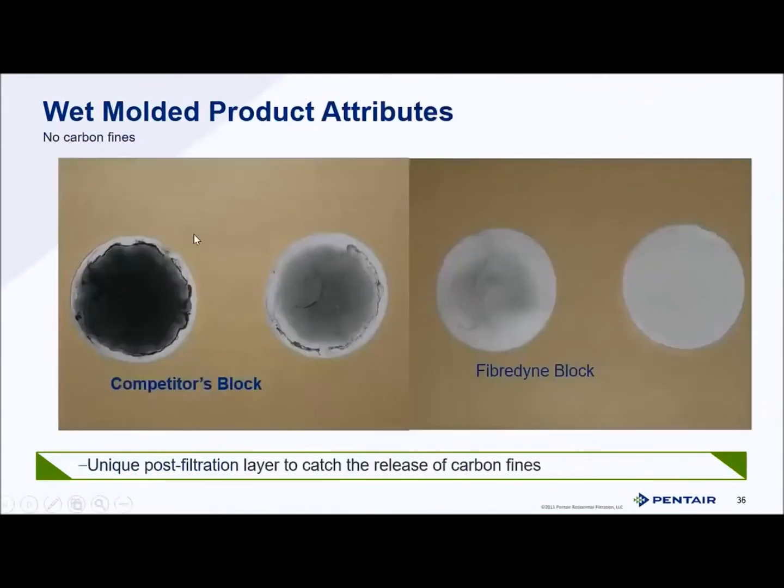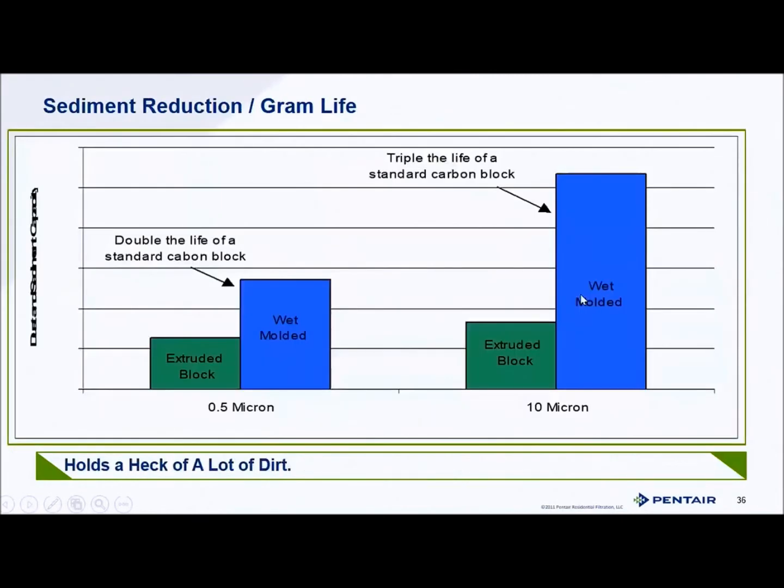So this is the result of a standard block on flushing within the first minute and the minute afterwards. Very, very little particle migration, and this is just because of shipping. The wet molded block versus an extruded block, the amount of dirt, we get double the life or triple the life out of a 10 micron block. We get more than double the life out of a half micron block from dirt loading alone. Nothing to do with chemical extraction.